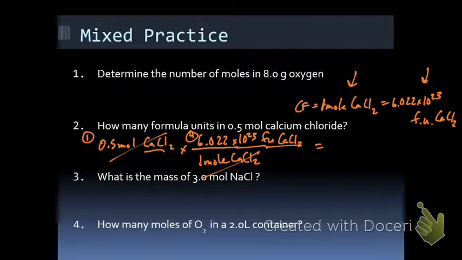So we're only going to need to go to 1. So half of 6 is 3. So I know it's going to be 3 times 10 to the 23rd formula units of calcium chloride. All right, let's look at number 3.